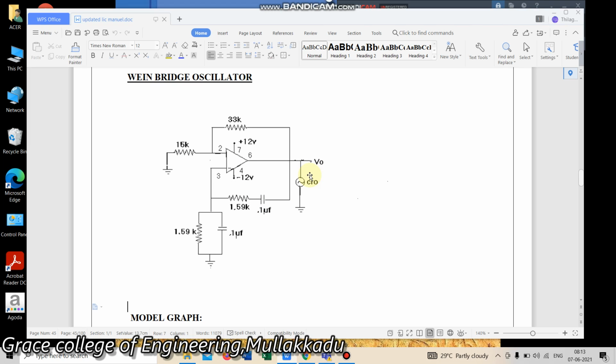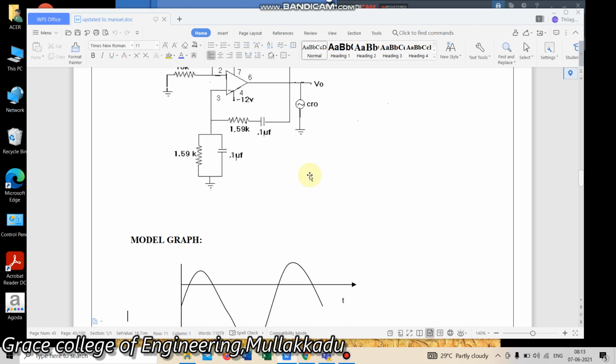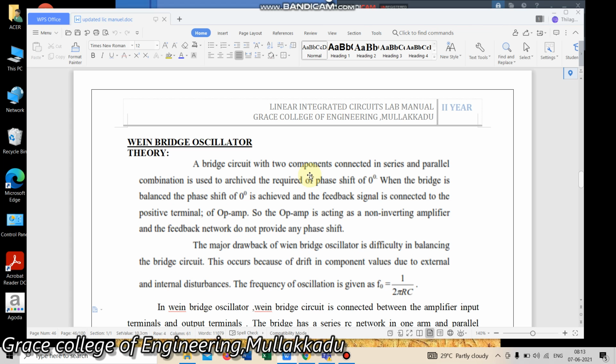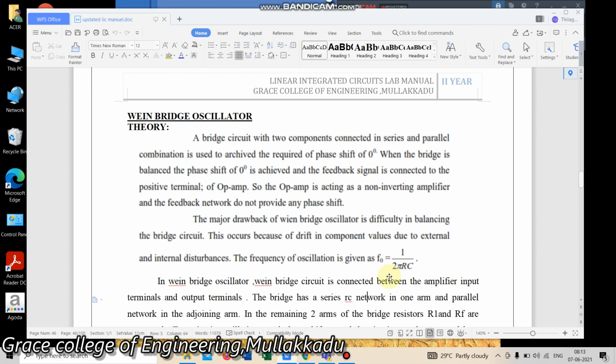So it is called an oscillator. In oscillator, generally we use positive feedback, whereas in amplifier we use negative feedback. This is the output of the Wein bridge oscillator and the graph which we will draw. Regarding the Wein bridge oscillator, here the frequency f0 is equal to 1 by 2 pi RC.